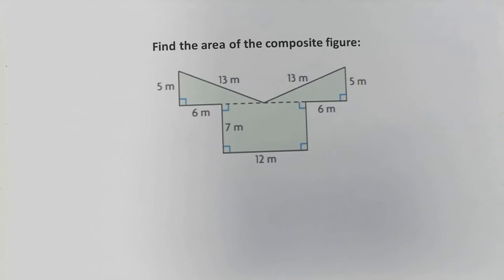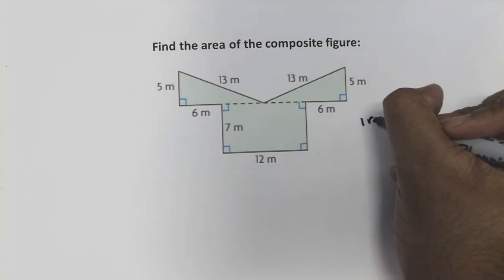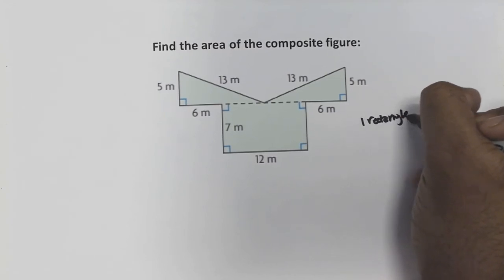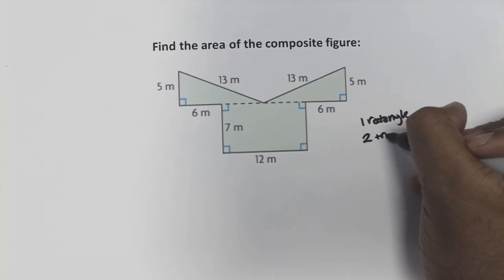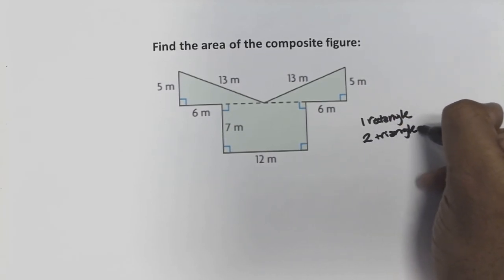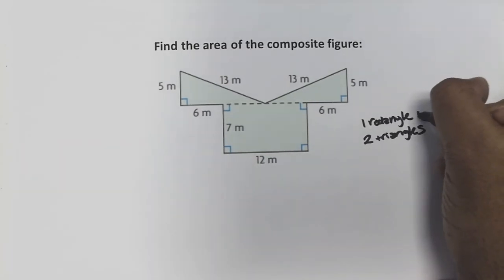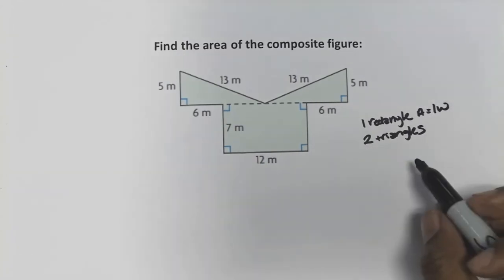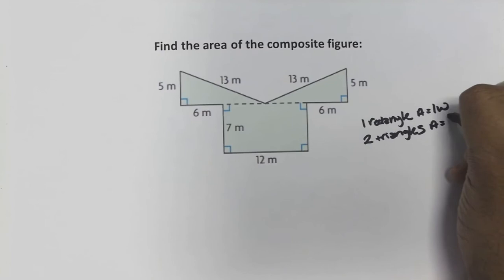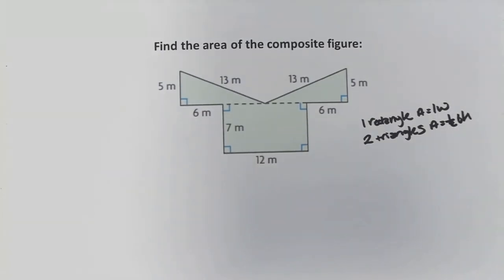We know that this composite figure has one rectangle and two triangles. We also know that to find the area of a rectangle, area is length times width, and to find the area of triangles, area equals 1/2 the base times the height. How did you do?